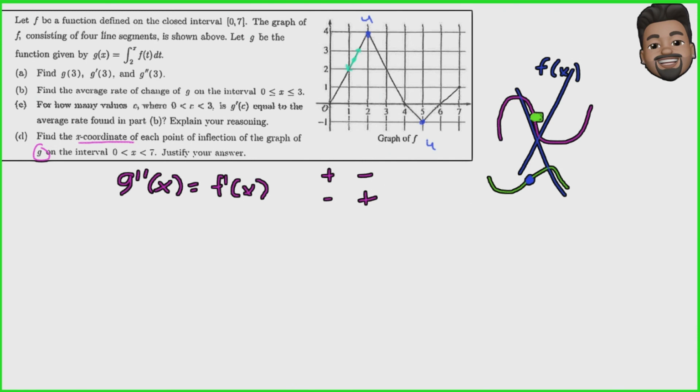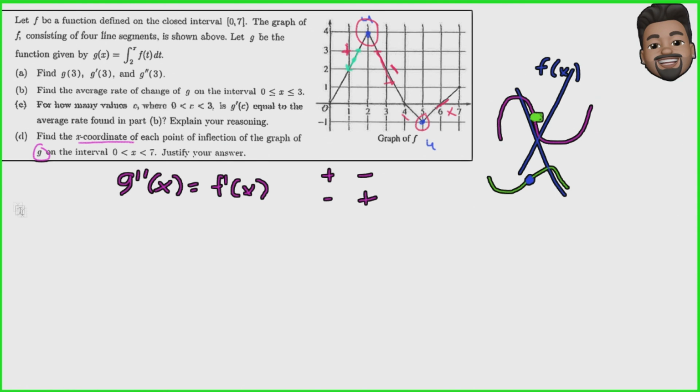This slope right here is 100% positive, and this slope right here is 100% negative, and then this slope right here is positive. So positive to negative, this is the point of inflection. This is negative to positive, and this is a point of inflection.